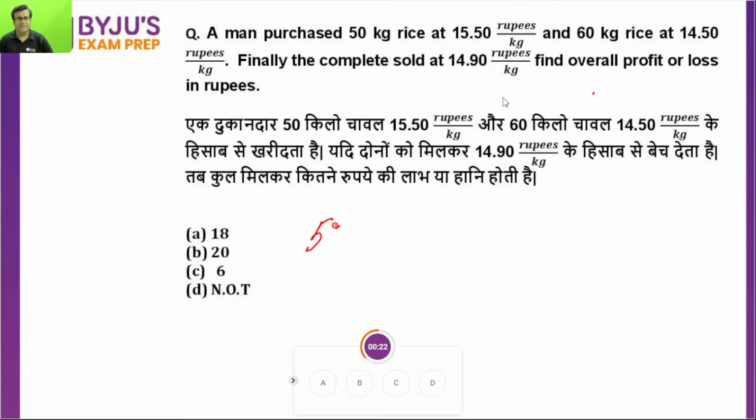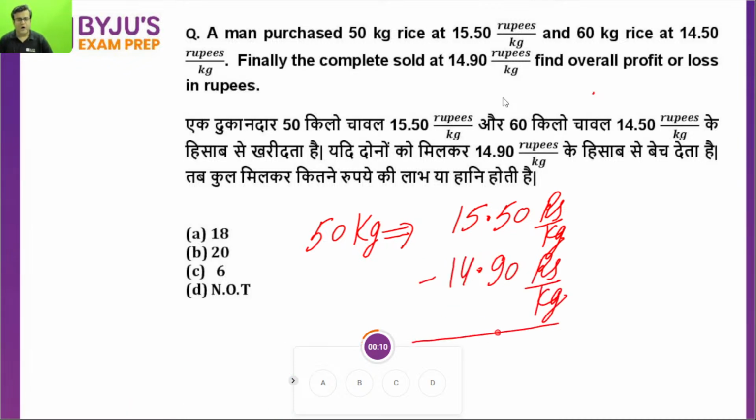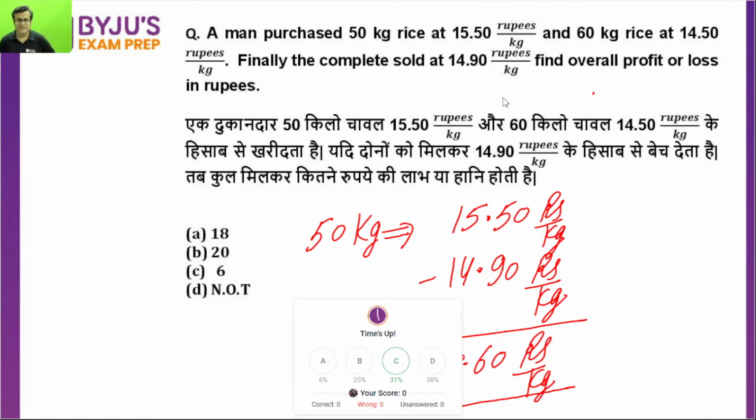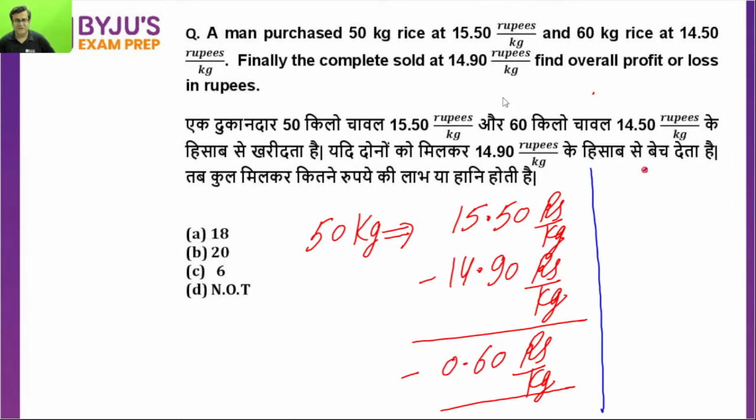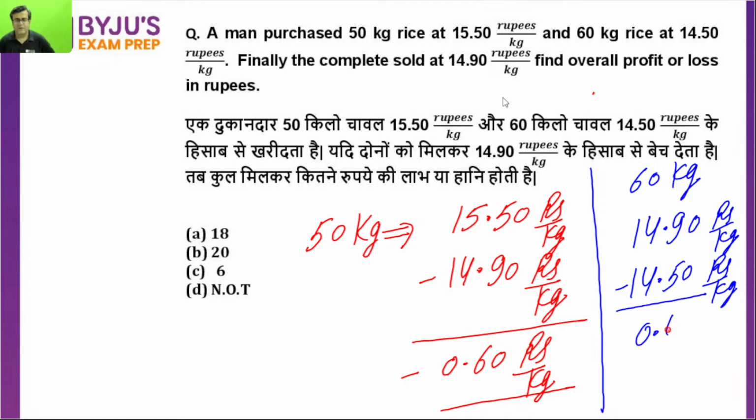A businessman purchased 50 kilograms at 15.5 rupees per kg, and the complete quantity was sold at 14.9. Obviously, the first one also. So how much is the loss? Can you find the loss? This much is the loss, isn't it? 50 kg at 15.5 rupees per kg was purchased first, and it was sold at 14.9. Now come to the remaining 60 kg. This one is the first. What about the second one? The other one is 60 kg. This also sold at 14.9 rupees per kg, but purchased at 14.5 rupees per kg. So how much is the gap? This much is the profit. In this case, it is a profit.